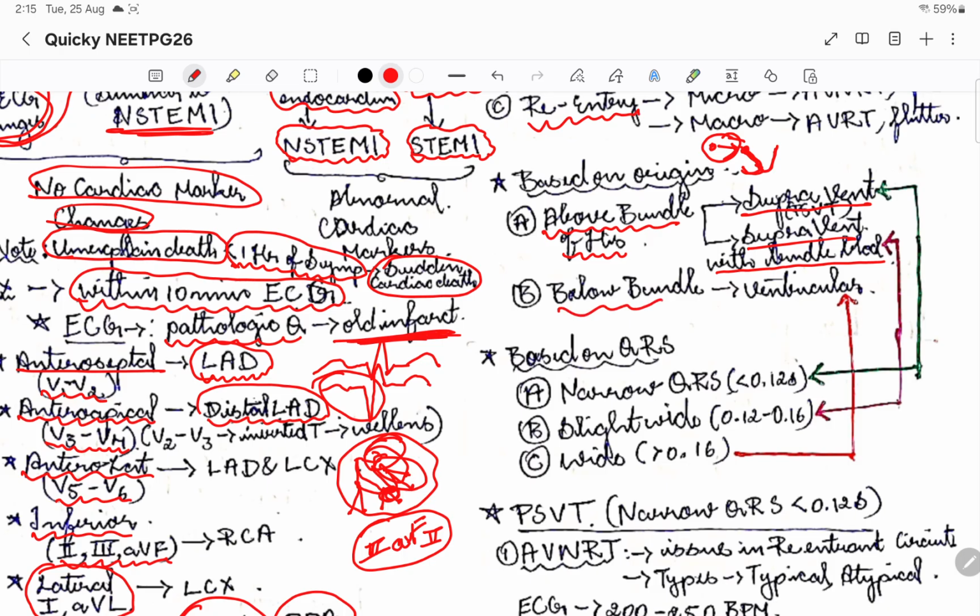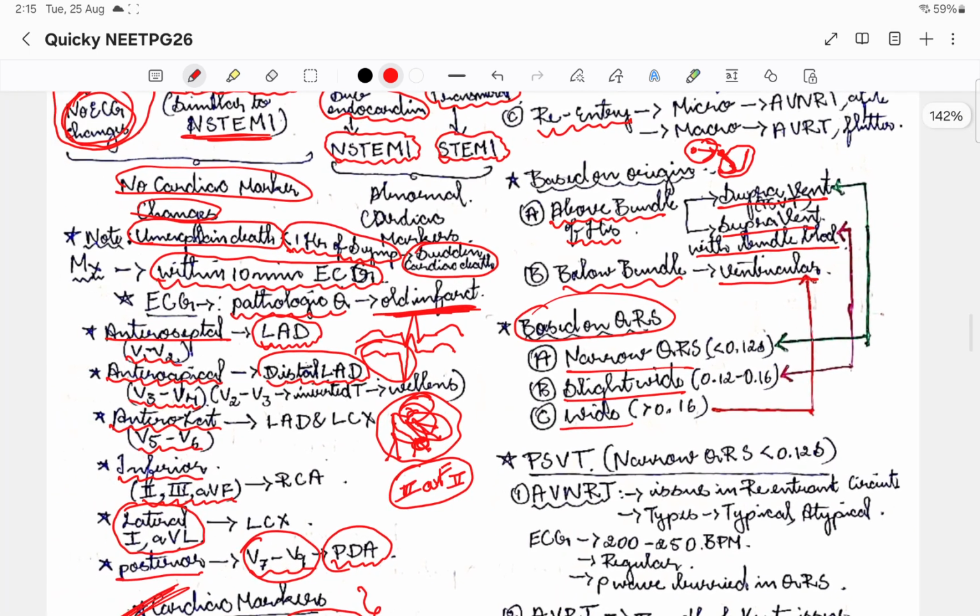Then below the bundle of His, meaning the Purkinje fibers and all this is affected, that is where the ventricular arrhythmias come in. So this is the major difference with respect to origin. Then, based on QRS complex, it is going to be narrow QRS, slightly wide QRS, and wide QRS. So this is the classification of arrhythmias based on QRS. Now let us look one by one.